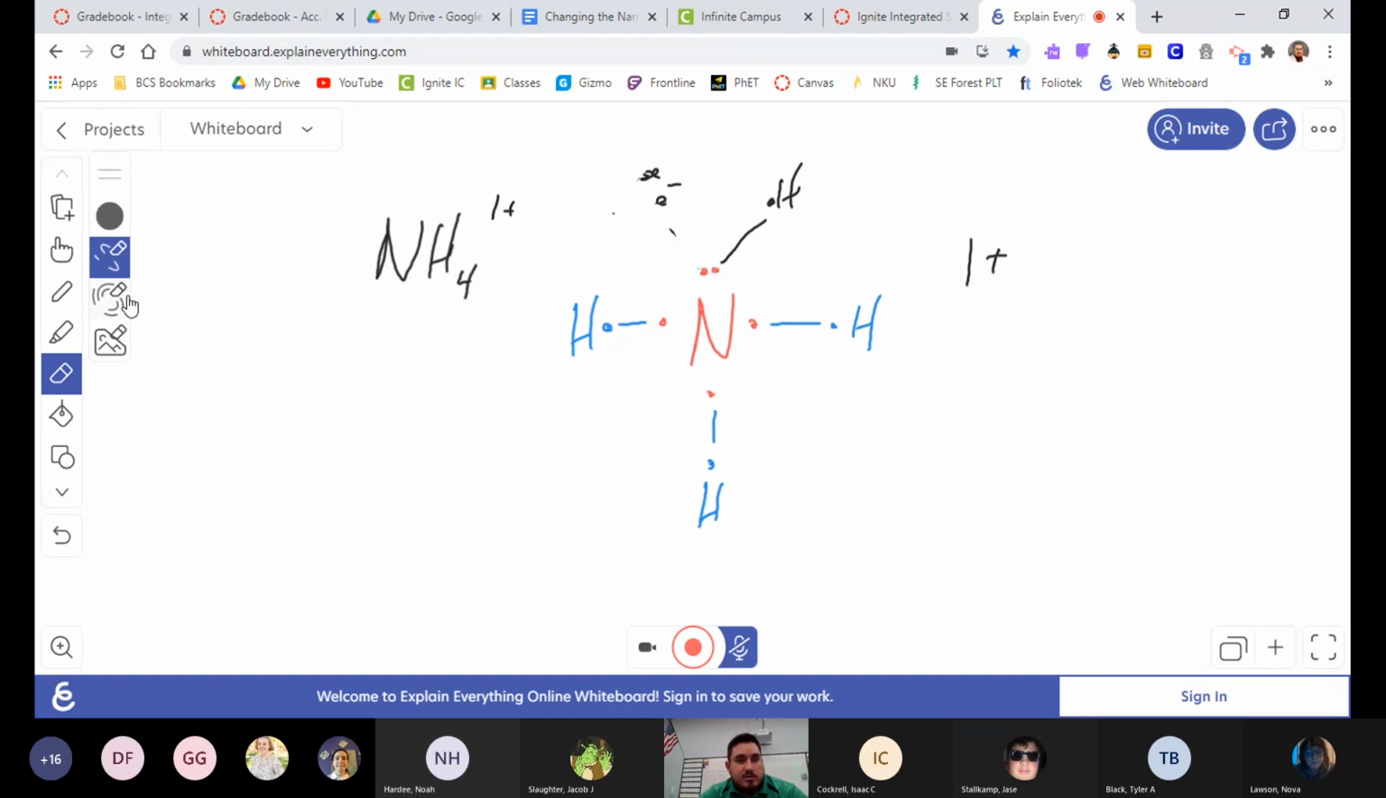Then again, that electron is going to be gone. Let's see here. Erase all of it. That electron is gone, and nitrogen now has 4, shares 5, shares 6, shares 7, shares 8, and it has the octet rule. But the only way for that to happen is if it loses an electron and becomes positively charged. All right, so let's go back to the other worksheet real quick.